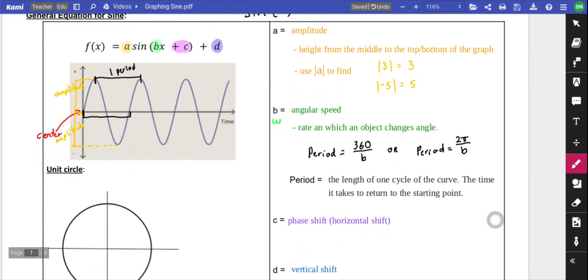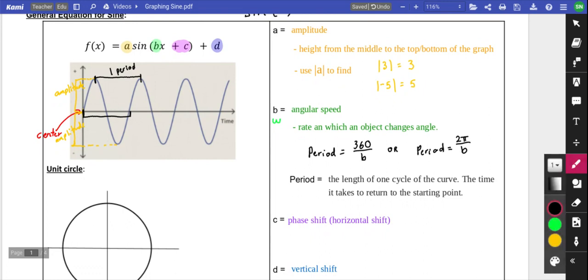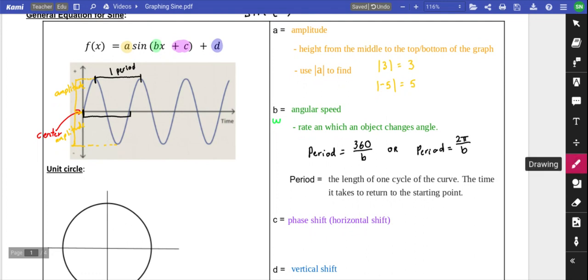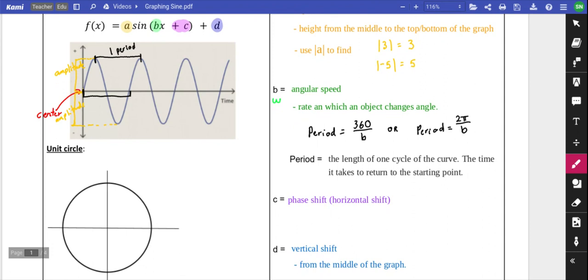We also have the phase shift that would be given by the value of c. That just means that we move horizontally either to the left or to the right. And we also have vertical shift. This is the movement vertically from the middle of the graph.